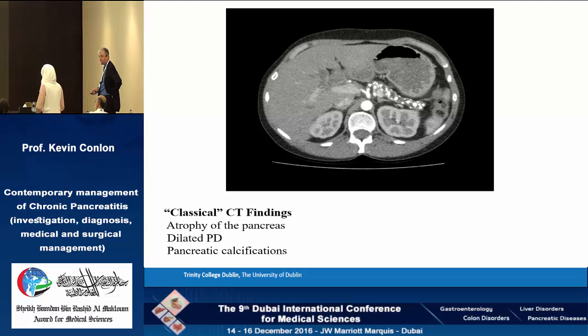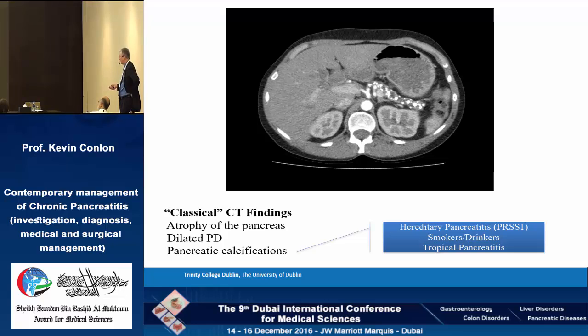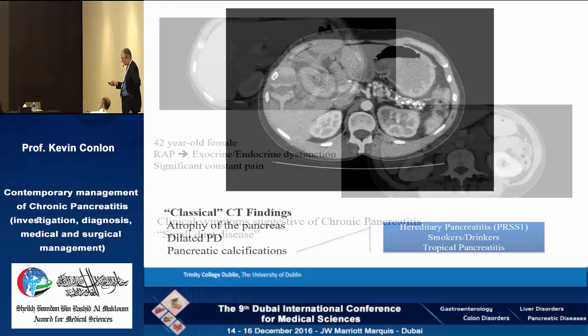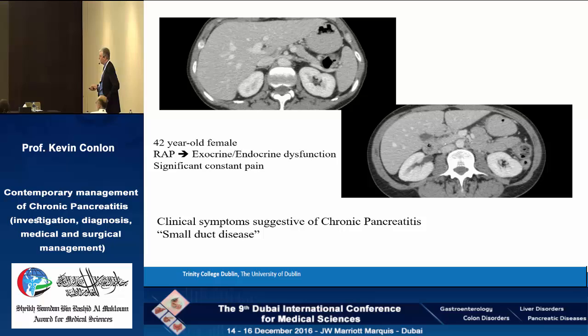And they're really present in hereditary pancreatitis, with gain of function in the PRSS1 mutation, or in patients who are smokers and drinkers, and on the Indian subcontinent in patients who have tropical pancreatitis. This is a very interesting patient of mine who clearly had recurrent acute pancreatitis. She had exocrine and endocrine dysfunction. She was in constant pain.